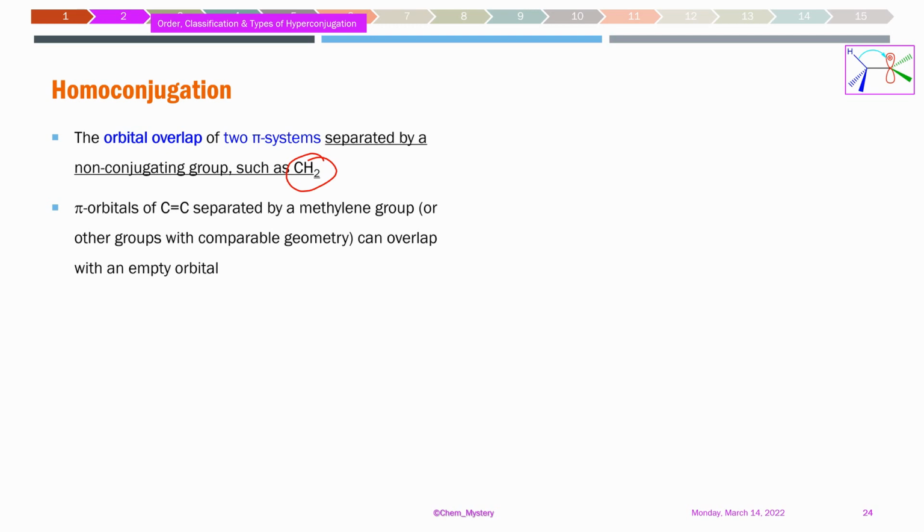How does that happen? Let's have a look. The simplest example we might have encountered already is the cyclopropyl methyl carbocation. There is one CH2 group present in between. It appears that this CH2 might not be allowing the electrons to undergo conjugation, but that's not the case.